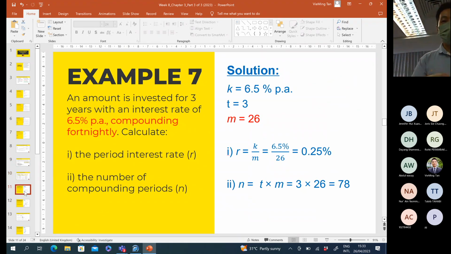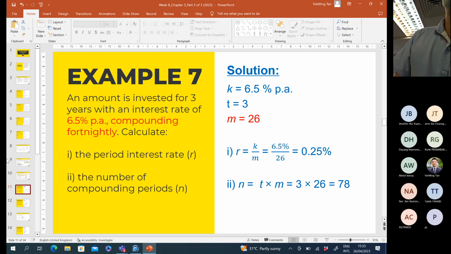Okay, this question is just to test your understanding on periodic interest rate and also the annual rate. An amount is invested for 3 years with an interest rate of 6.5% p.a. (per annum), but will compound fortnightly. Calculate the periodic interest rate and also the number of compounding periods.